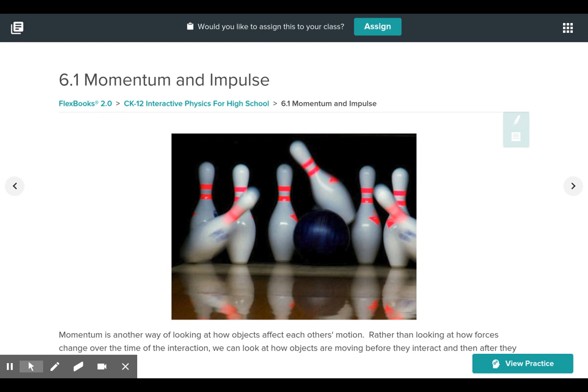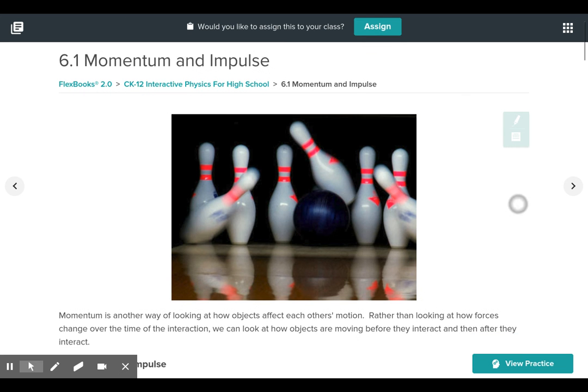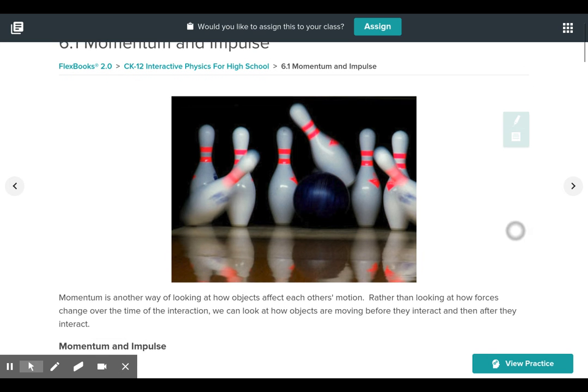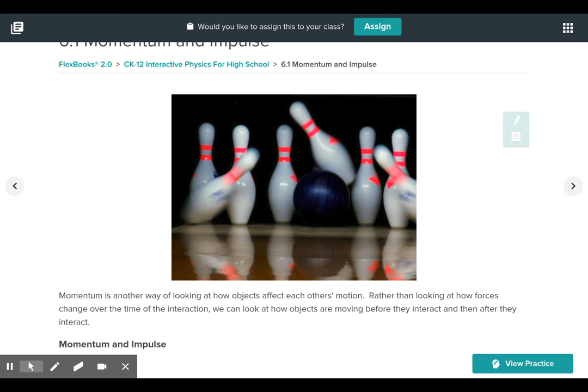Alright guys, so today we're going to learn a new chapter, the conservation law of physics. Before, we learned Newton's three laws, right? And we learned the object's motion. So momentum is just another way of looking at how objects affect each other's motion, rather than looking at how forces change over the time of the interaction. We can look at how objects are moving before they interact and then after they interact.